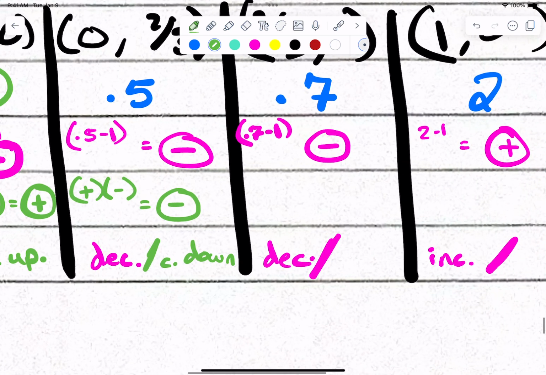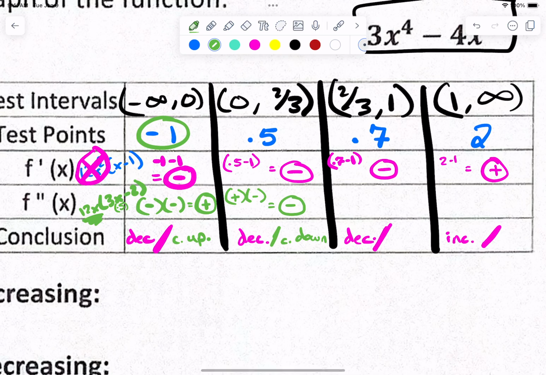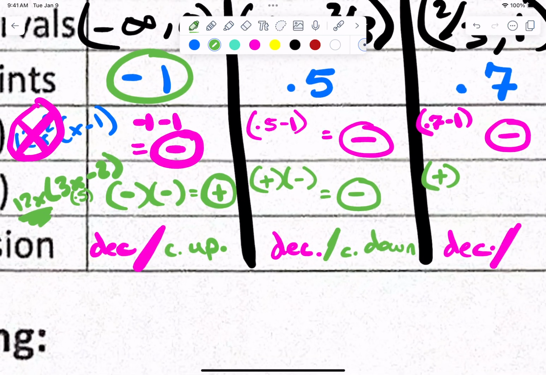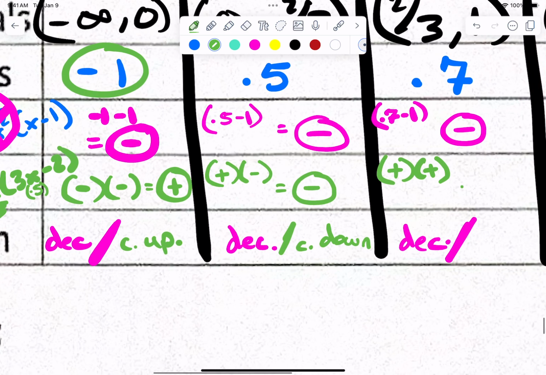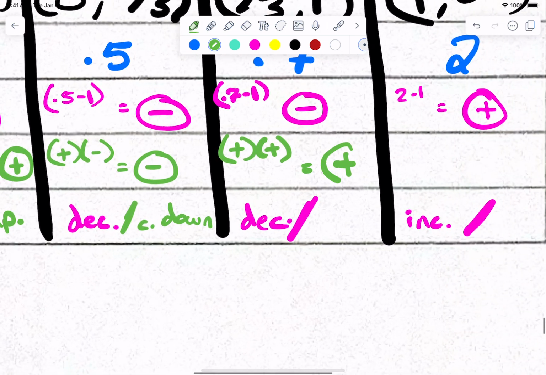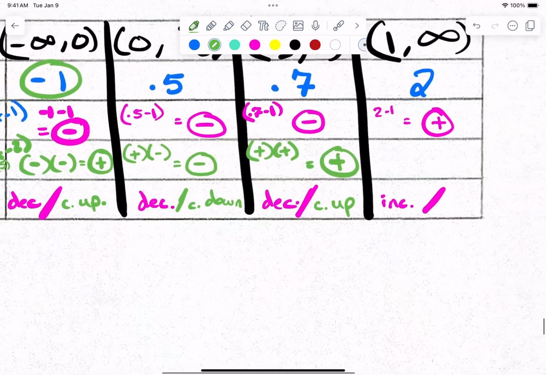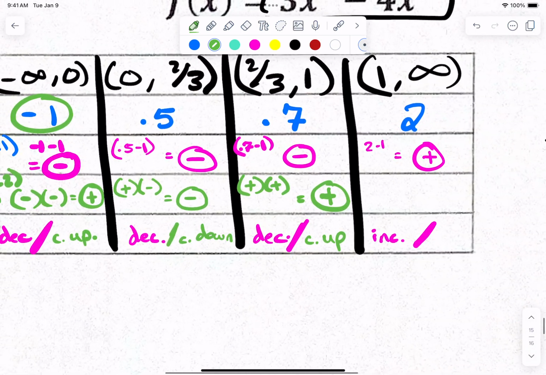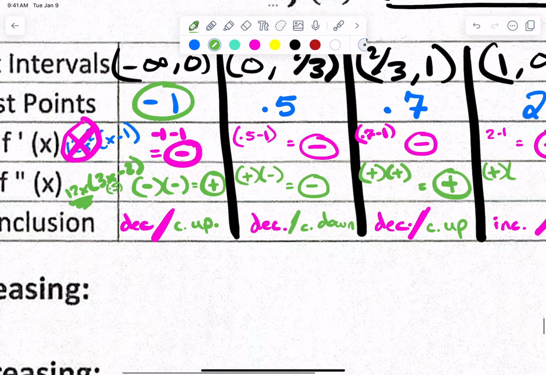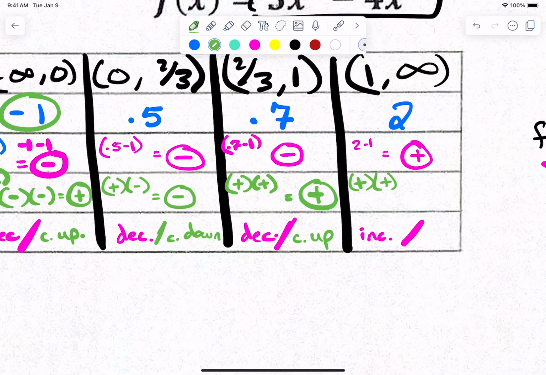All right, this one, 0.7. 12 times 0.7 is positive. Now, hold up. 3 times 0.7. What's 3 times 7? 21. So 3 times 0.7 is 2.1, minus 2 is positive, which makes the whole thing positive, which means he's concave up again. So it looks like we're alternating concavity. Next, we're plugging in 2. 12 times 2 is positive. 3 times 2 minus 2 is also positive, which means he is concave up. So he is not alternating concavity.